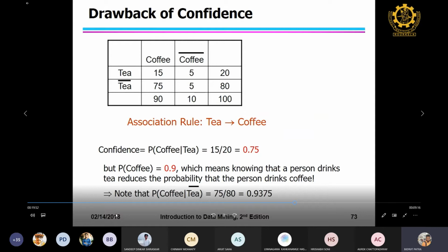Now we'll see, if you neglect whether the people are having tea or not, people having only coffee is 90%. The total number of people having coffee is 90, so the probability of coffee is 0.9, 90%. What do we want to find? The togetherness: whenever people purchase X, he or she will also purchase Y. But Y itself is 90%, and if we put it with X, it is decreasing.